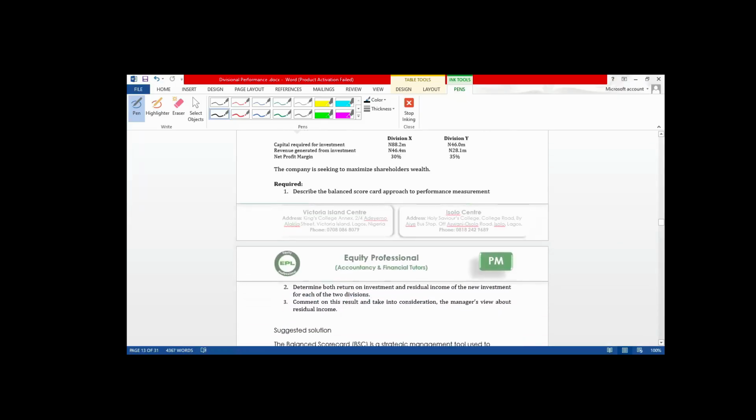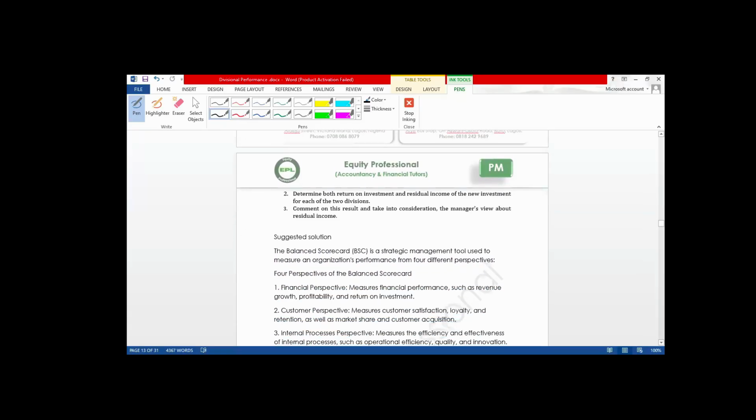What is balanced scorecard? Explain balanced scorecard. You may be asked to explain balanced scorecard. Let us run through this first. Requirement 1. Balanced scorecard is a strategic management tool used to measure performance.